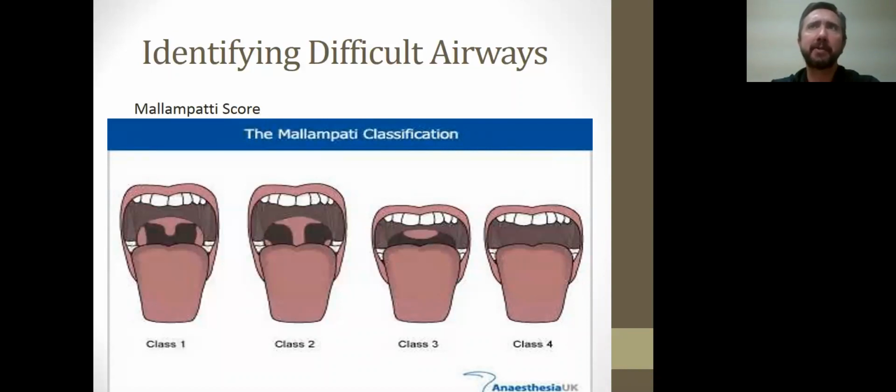Sometimes it's not ideal because it requires the patient to sit up. As I mentioned, they have to be awake, open their mouth as far as possible, and protrude their tongue out also as far as possible. We can see in the picture here where class 1 and class 2 have lower failed rates, whereas 3 and 4 will obviously have higher failed rates. In class 4, we can only see the tongue.